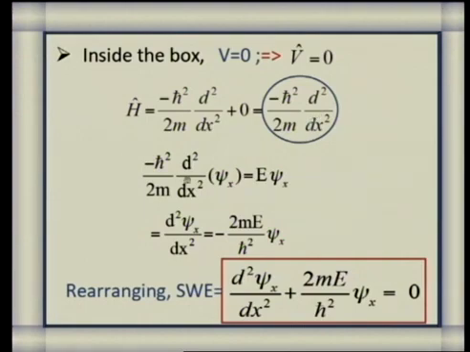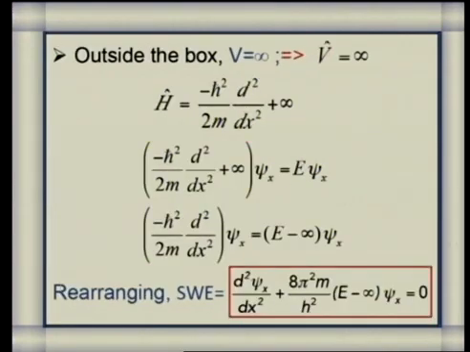If this be so, then if I take minus h cross square by 2m d2 by dx square, put psi x there to be equal to E psi x, that is my Schrodinger wave equation. I can simplify it by taking the term minus h cross square by 2m to the other side. On the right hand side, I get d2 by dx square of psi x to be equal to minus of 2m E by h cross square psi x. And then when I simplify, I get the following expression. So this is the Schrodinger wave equation for a particle confined to a one-dimensional box of length a, that means confined to movement from 0 to a along the x-axis.